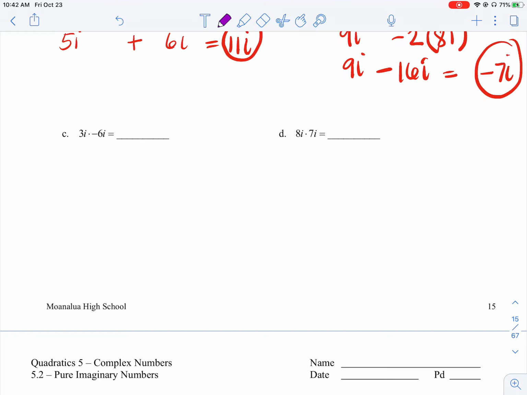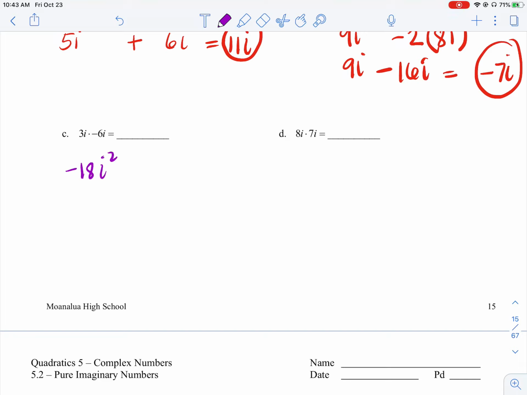Moving on, we have 3i times, remember the dot means times, 3i times negative 6i. Okay, let's multiply the numbers first. 3 times negative 6 is negative 18. Would you agree? i times i is i squared. You know how x times x is x squared? i times i is i squared. Same idea.